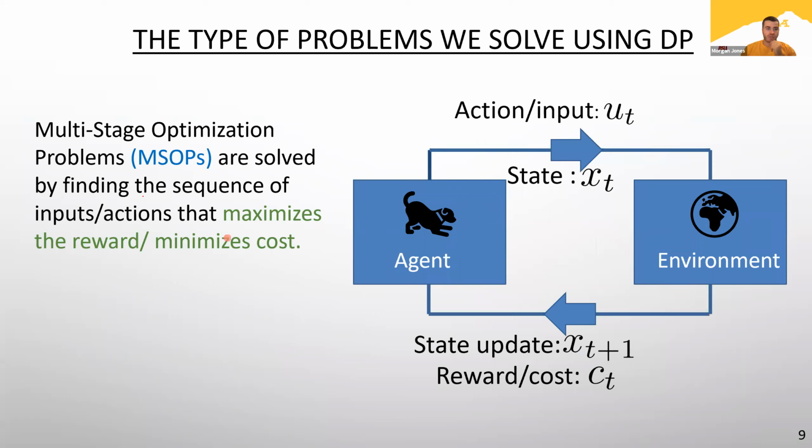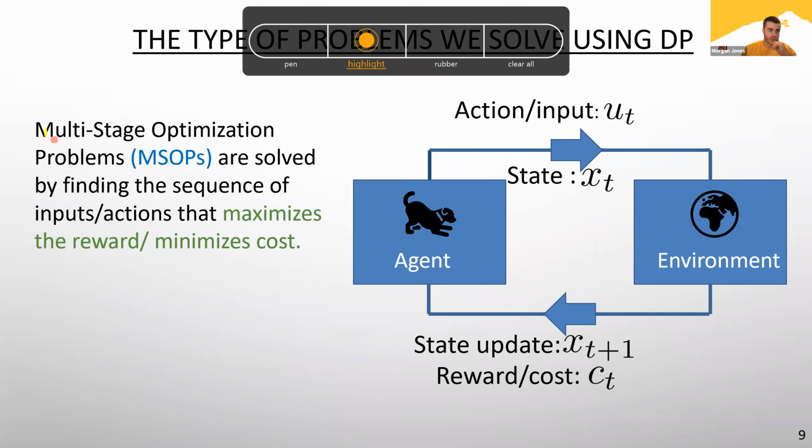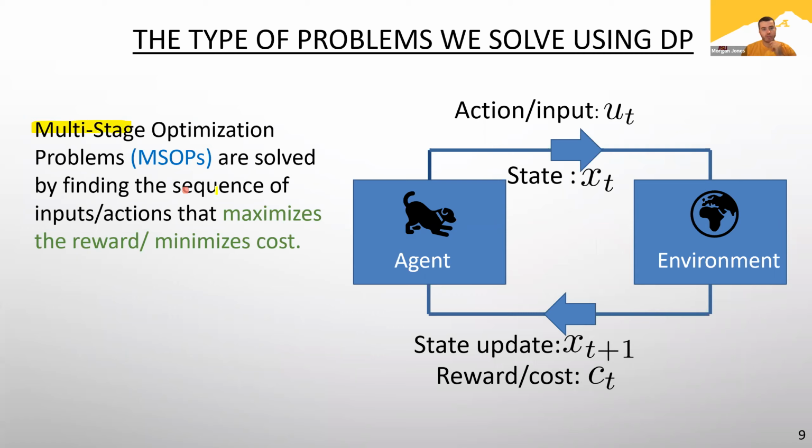So the type of optimization problems that are usually considered for dynamic programming purposes are called multi-stage optimization problems. They're multi-staged because they occur over a certain period of time, and they're solved by finding a sequence of inputs that minimizes a cost. So in this diagram, we've represented a multi-stage optimization problem where there's an agent represented as a dog.